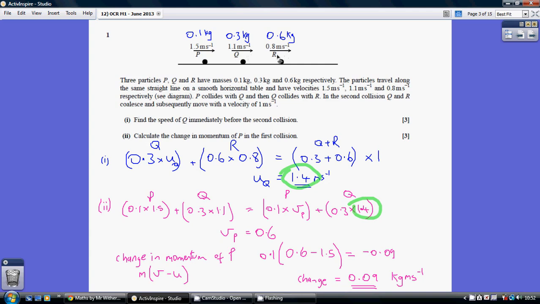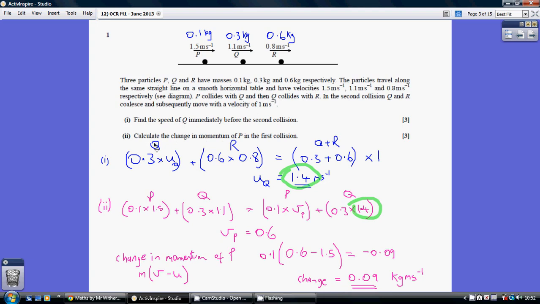We know that prior to the collision, Q has a mass of 0.3, but we don't know the speed it's travelling at. This is obviously the speed it was travelling at before the first collision. We need the speed before the second collision. What we know is that R's speed before the collision was 0.8, because it wasn't involved in the first collision, and we know the masses of Q and R, and the speed of Q and R after the collision is both 1.